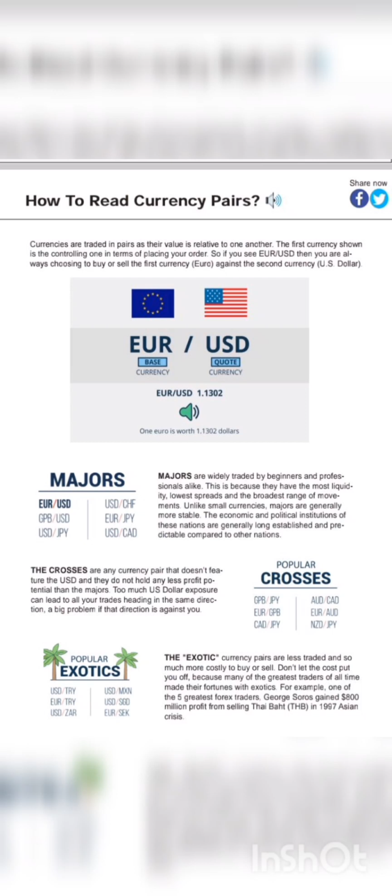But we do also have popular crosses that can give you high liquidity too, like GBP to Japanese yen, or euro to GBP, excluding the USD, and also exotics. I'll go into that later too, guys. Majors are widely traded by beginners, as we said earlier.